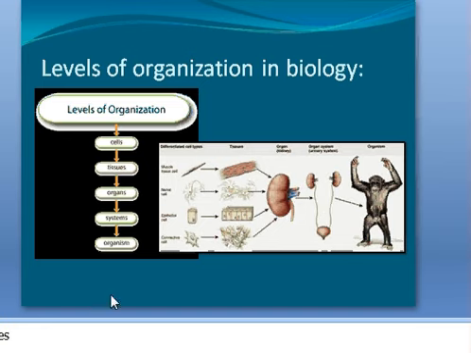So just kind of memorize these levels of organization. It starts with cells, then tissues, organs would be the third, systems would be the fourth, and the final organism would be the top.